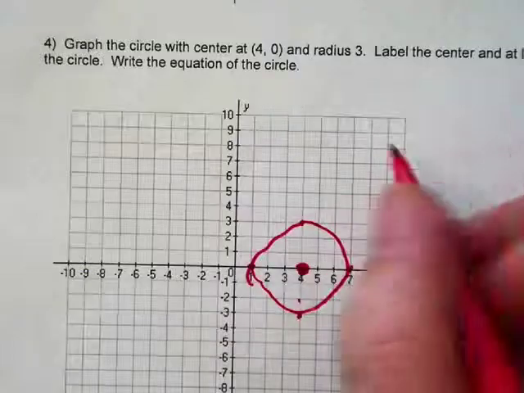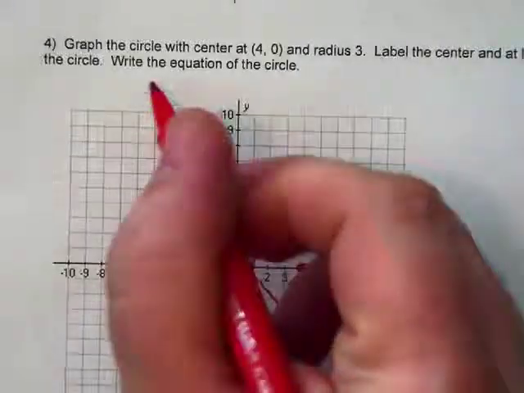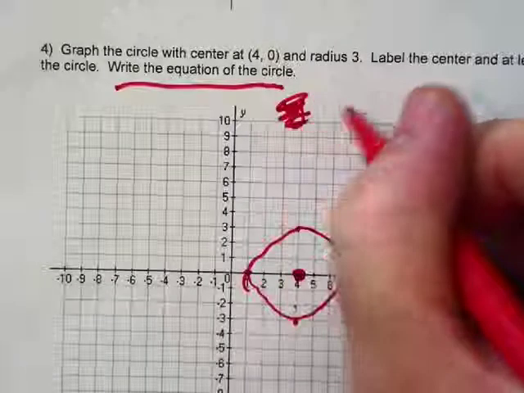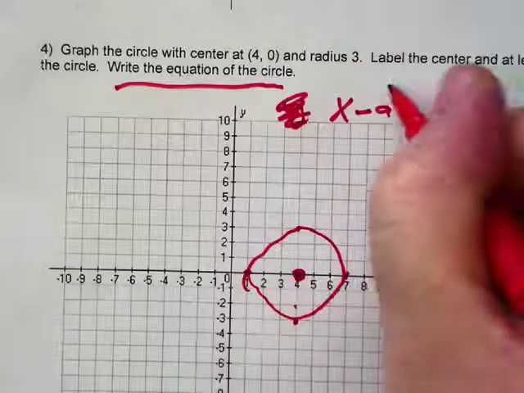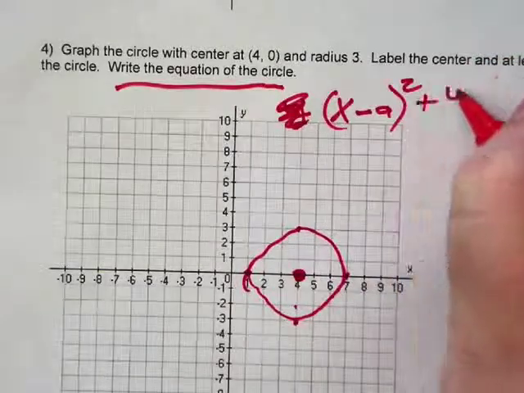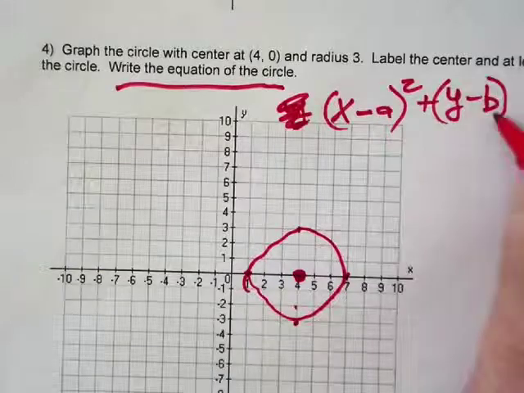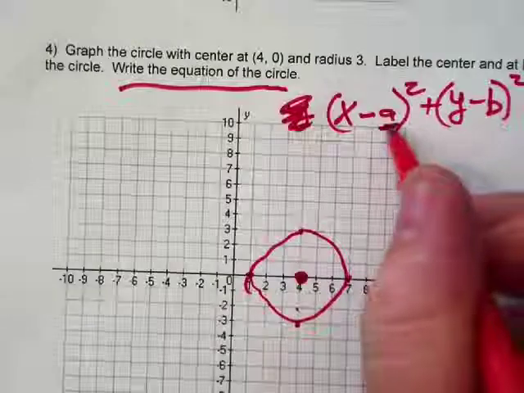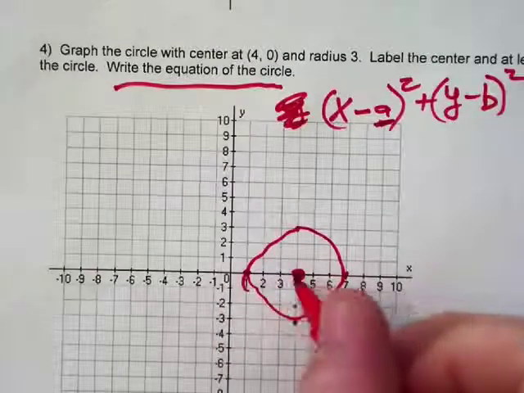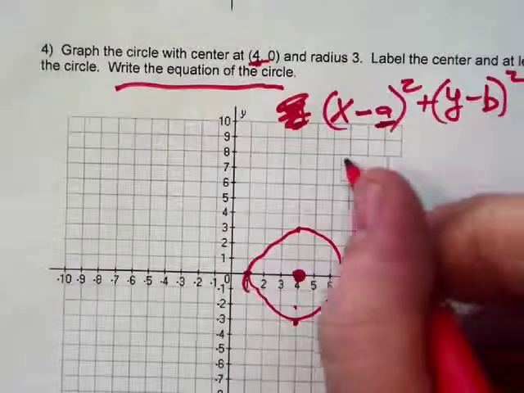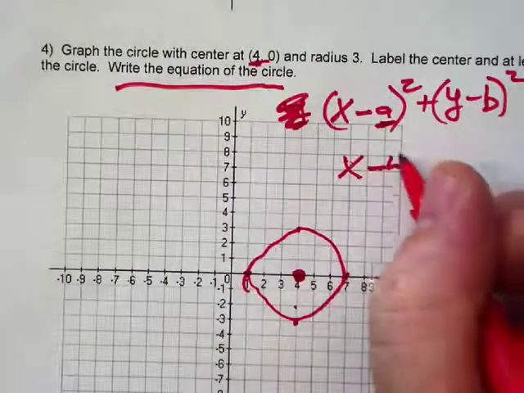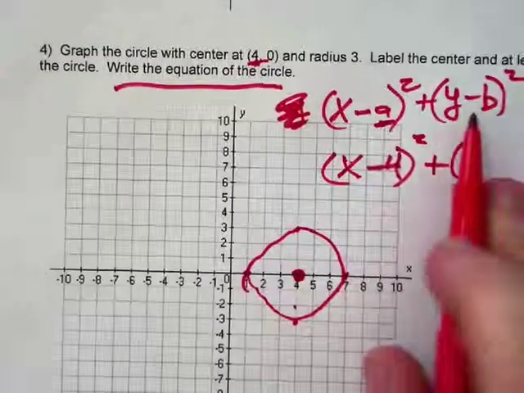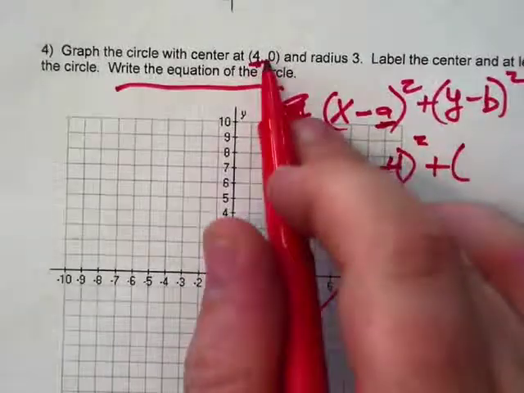What's our formula? Okay, and yeah, we do need to come up with the equation. So remember, our equation is, I'm getting ahead of myself here, x minus a squared plus y minus b squared equals r squared. So what's my a? My a is my x value, which is 4. Okay, so x minus 4 squared plus, and then what's my b? My b is my y value, so I'm not going up or down any.